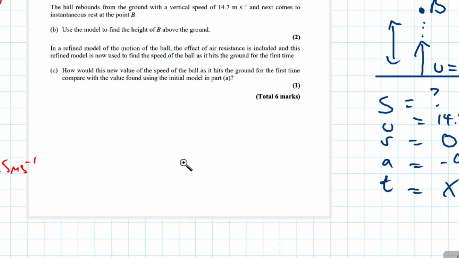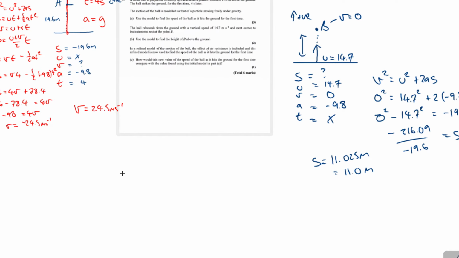The final part for question 1: in a refined model of the motion of the ball, the effect of air resistance is included, and this refined model is now used to find the speed of the ball as it hits the ground for the first time. How would this value of the speed of the ball as it hits the ground for the first time compare with the value found in part A? So here, the ball is still travelling downwards with gravity, but now has air resistance acting against it, which means that the force on the ball going downwards is reduced because you have this opposite force that goes against it.